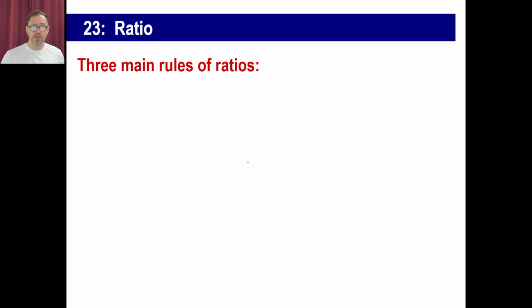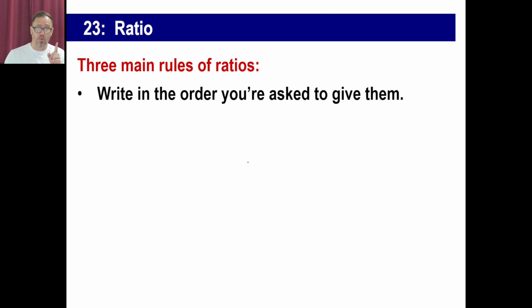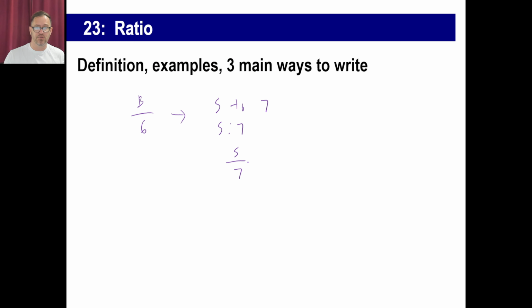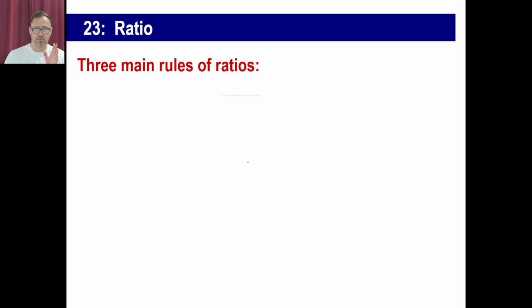Okay, real quickly, 3 main rules of ratios. You can pause and write these down if you want to. You don't have to, but just make sure you know these and you're aware of them. First off, write in the order you're asked to give them. Notice I said boys to girls is 5 to 7. I put 5 to 7, not 7 to 5, if I'm saying boys first.